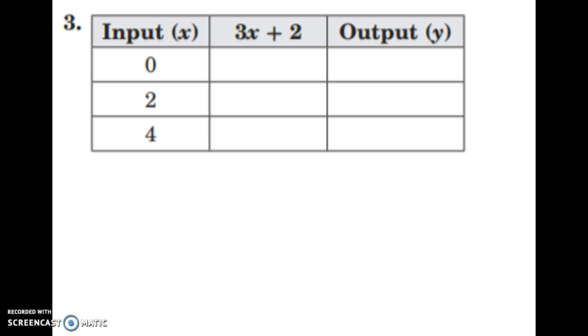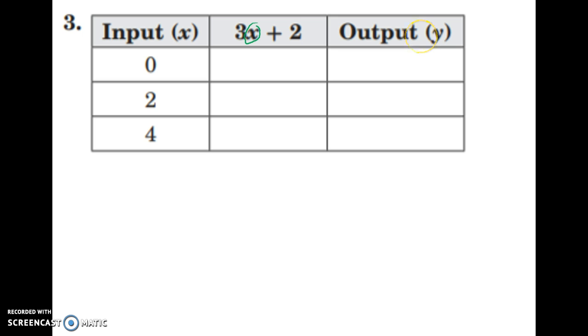Here is input-output number 3. Notice again, we have 3 inputs. We're going to substitute each of these in for our x value. But notice, our expression looks a little bit different, and we have 3 times x plus 2. So that means whatever value we get for x, we're going to multiply it by 3 and then add 2. And this will give us our output, or our y value.